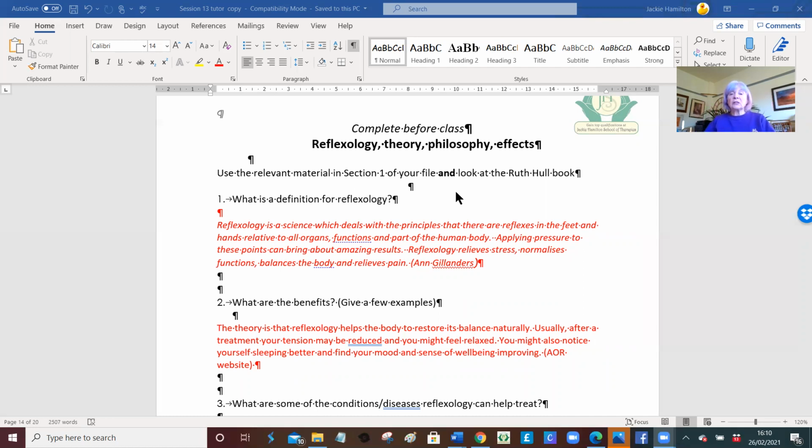Reflexology is a science that deals with the principle that there are reflexes in the hands and feet relative to all organs, functions, and parts of the human body, and applying pressure to these points can bring about amazing results. Reflexology relieves stress, normalizes functions, balances the body, and relieves pain. That is Anne's definition. There are other definitions. Find one that you like, but please learn it off by heart, just like you did at school with poetry.